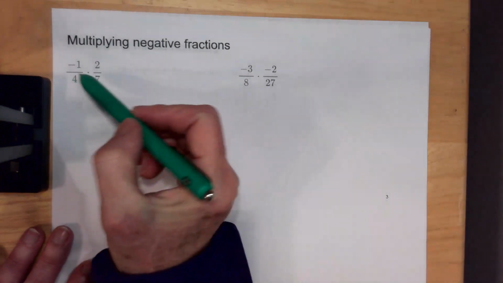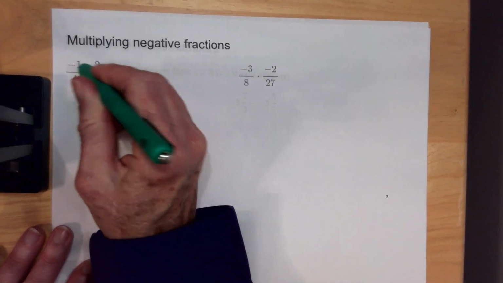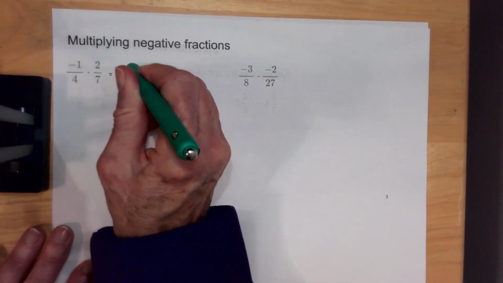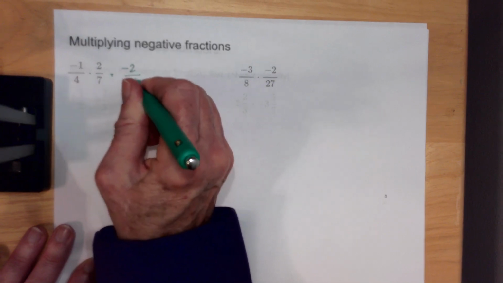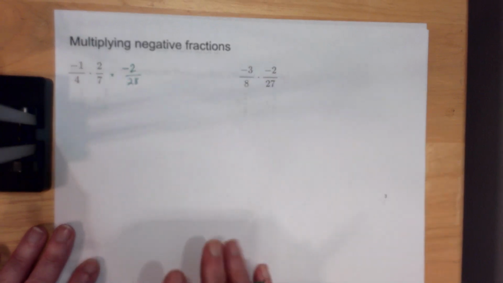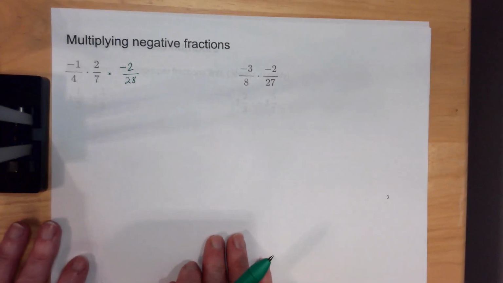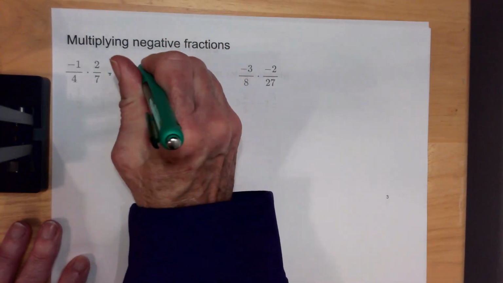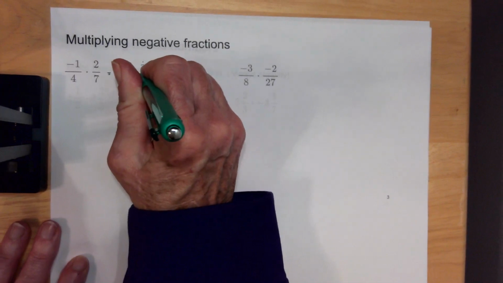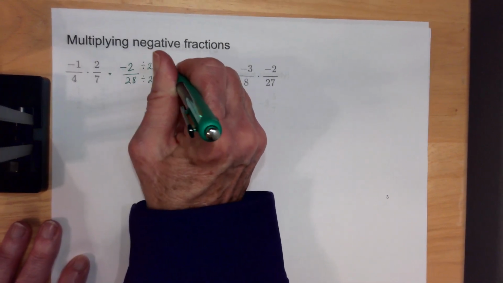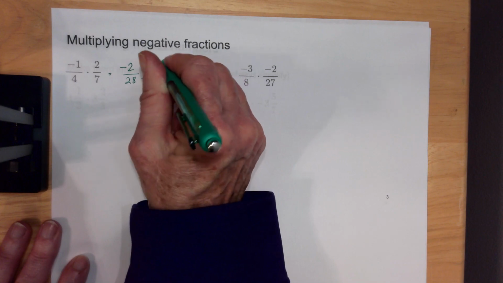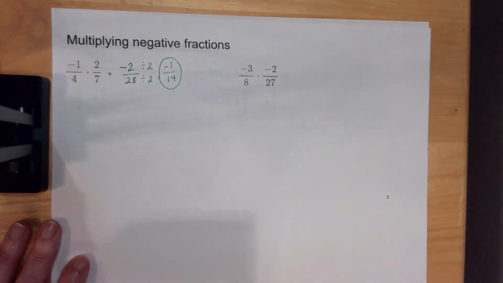I'll do this one where we multiply straight across and then reduce. So negative 1 times 2 is negative 2. 4 times 7 is 28. So I'm going to divide the top and the bottom by 2. So negative 2 divided by 2, negative 28 divided by 2 gives me a negative 1 over 14. Remember, what you do to the top, you also have to do to the bottom.